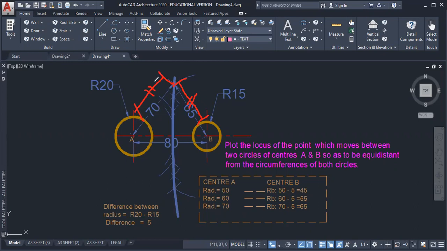For example, if this space was to be, say, 50, this was 50 from here. The radius that we would use from point A would be 50 plus this radius, which would be 70. So we'll use a radius of 70 from point A to describe an arc. And to correspond with that 70, we would subtract 5 from here. So from here, the same 50 plus 15 would be 65, yeah? So here, these two points are equidistant.